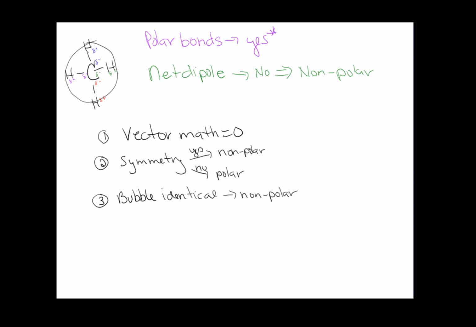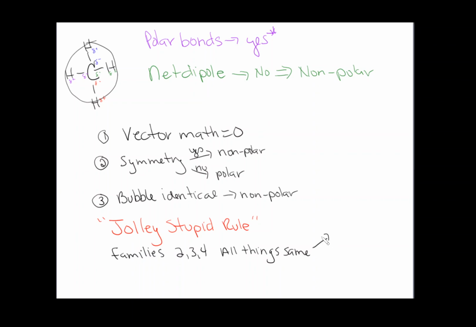All right, you're going to laugh. This one's called the jolly stupid rule. It lovingly got its name a long time ago. Even though I don't like to use the word stupid, it has stuck. For families 2, 3, and 4, what we're going to say is, are all the things the same? If the answer is yes, it is nonpolar. If the answer is no, it is polar. End of statement. For family 5 and 6, I'm changing it just a little bit.